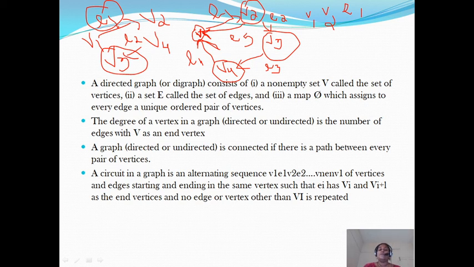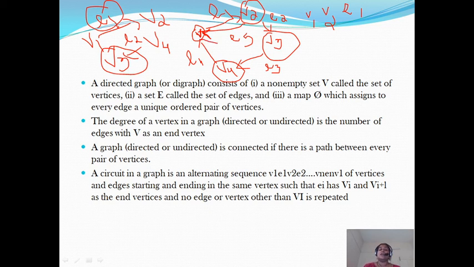Next one, a graph is connected if there is a path between every pair of vertices. That is, whichever vertices we have, those vertices must have edges, only then do we say that a graph is connected. For example, this graph is not connected because a graph is said to be connected if we have edges between every pair of vertices. All pairs of vertices must have an edge. For example, this graph is connected.